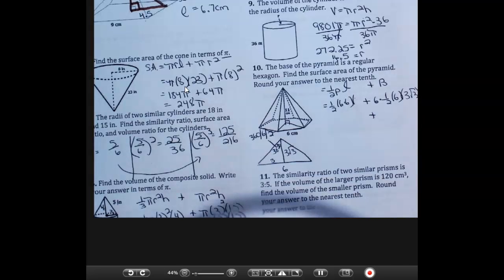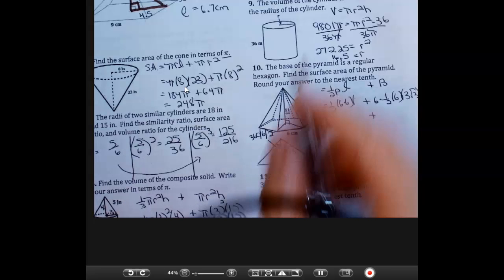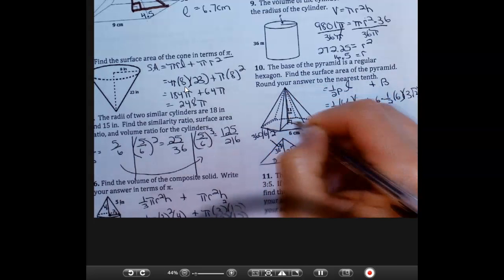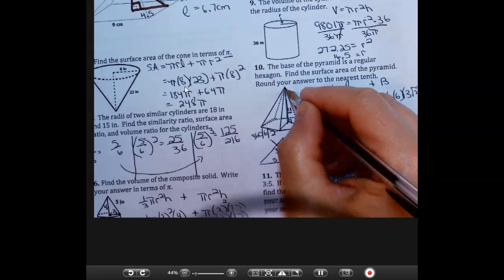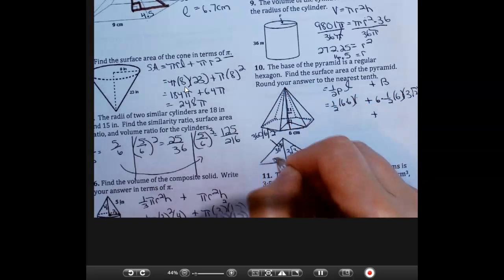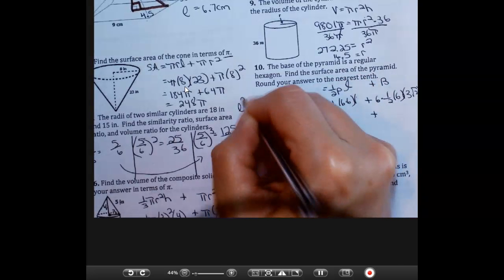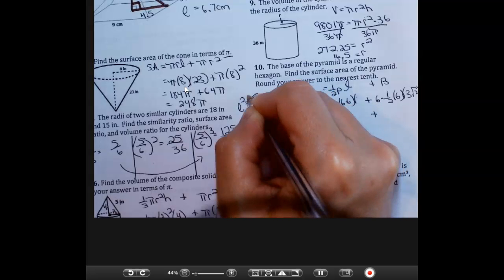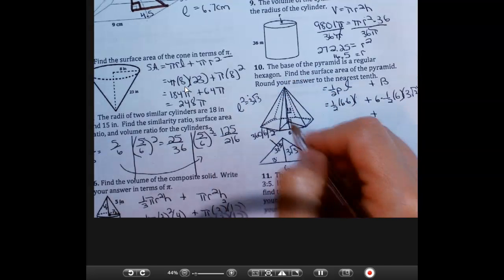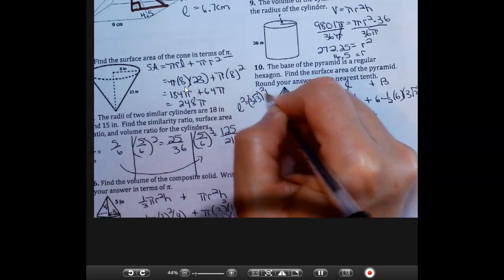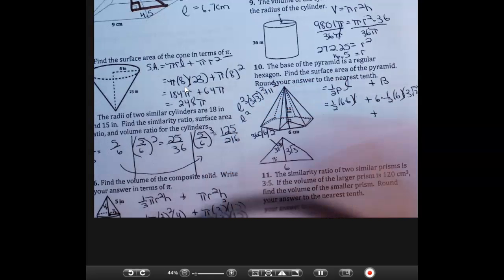Okay, then our other issue is we don't have the slant height. I think we've been given the height and not the slant height. So if you can see, here's the height. I've got this piece right here, which I have, and I'm looking for the slant height. So the slant height is equal to 3 radical 3 squared plus 11 squared.